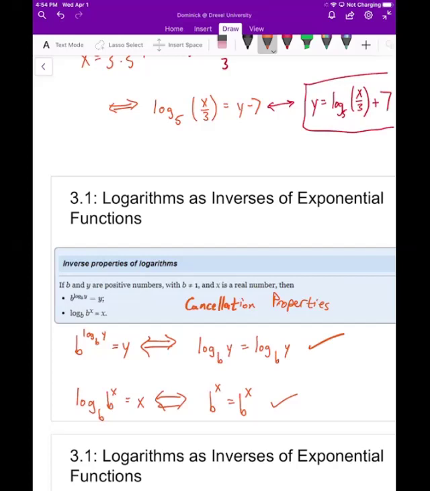Oops, sorry about that. Okay, so those are the cancellation properties. And what's nice there is that that allows you to get variables that you want by themselves, right? And that's a helpful tool.